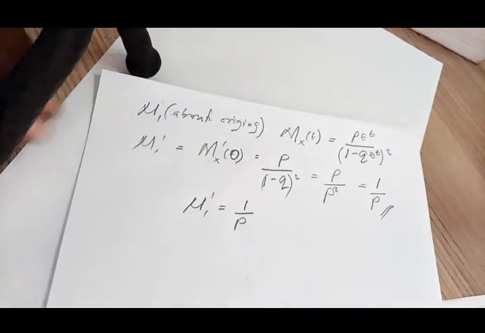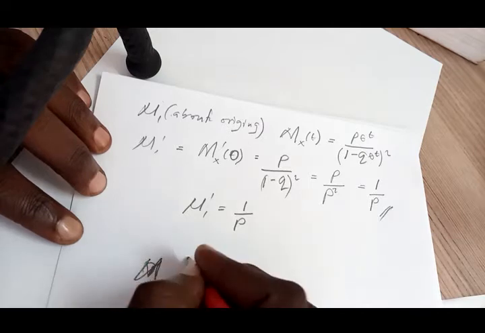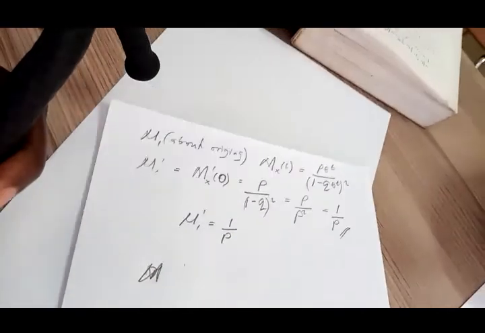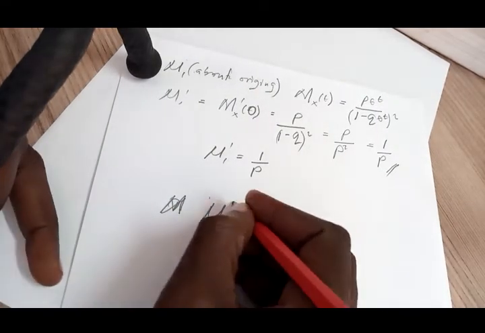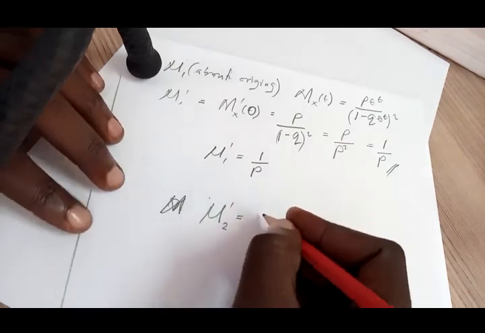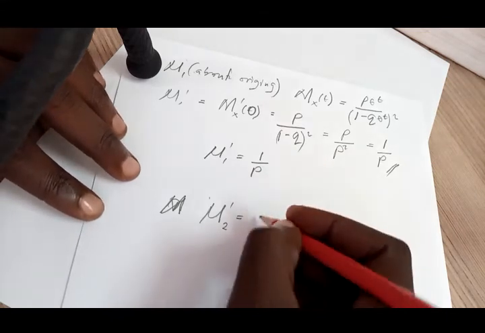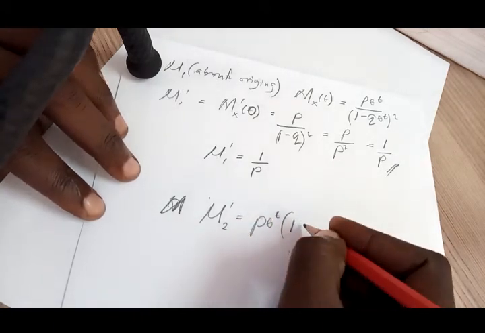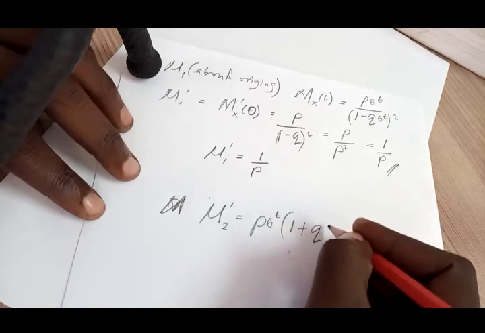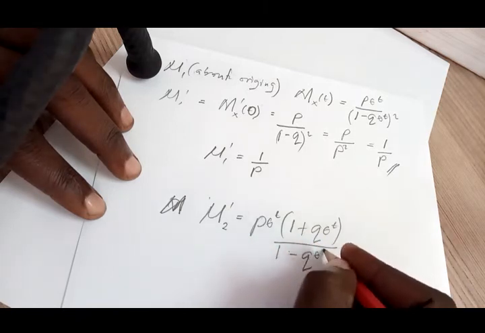Now what about the second moment? The second moment, which is mu, sorry, I will write it properly. So the second moment, which is going to be mu2 prime, is going to be equal to, if you look at the equation that we found for the second moment, which was equal to P e^t, then 1 plus q e^t, over 1 minus q e^t.